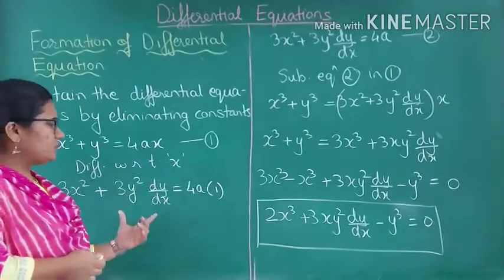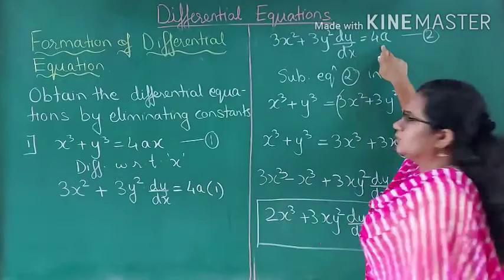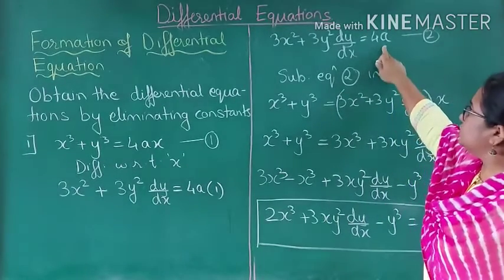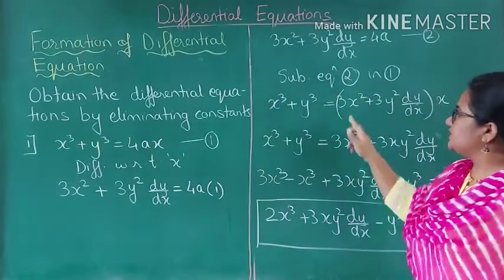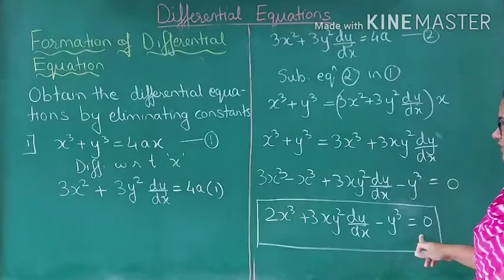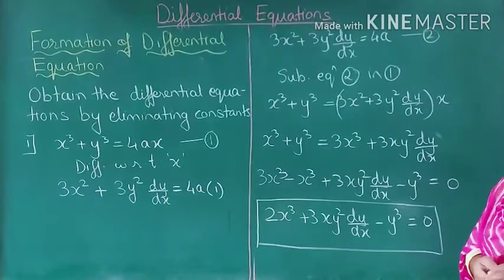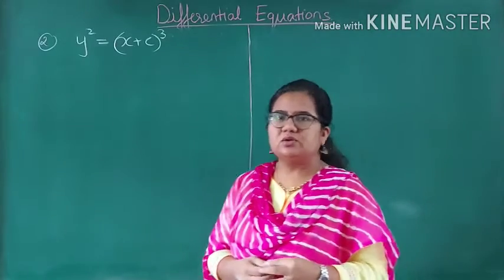One arbitrary constant, so we differentiated once. Still the arbitrary constant has not been removed. So what we did? We substituted the value of 4a in the original equation. After substituting, simplification gives you the removal of the arbitrary constant and you get the differential equation. Next example is y square is equal to x plus c whole cube.